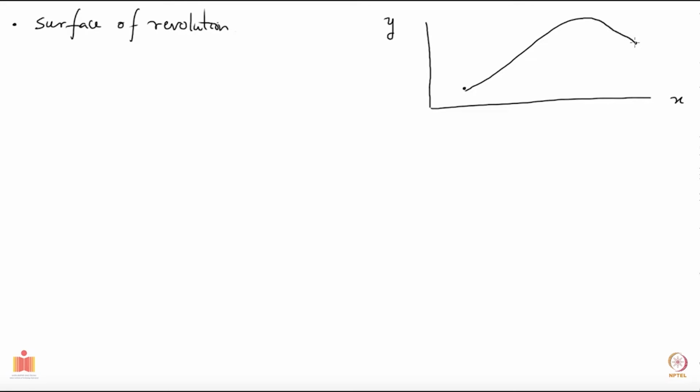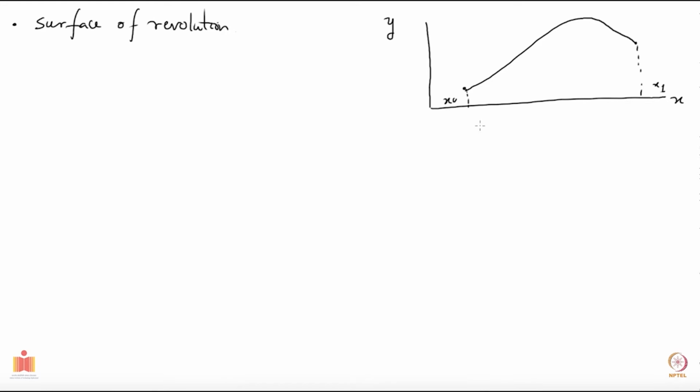Let's say like this. Now, what we want to do is, before I tell you, let's say this is located at x0, this is located at some value x1. Now what I want to do is take this curve and rotate it about the x-axis.